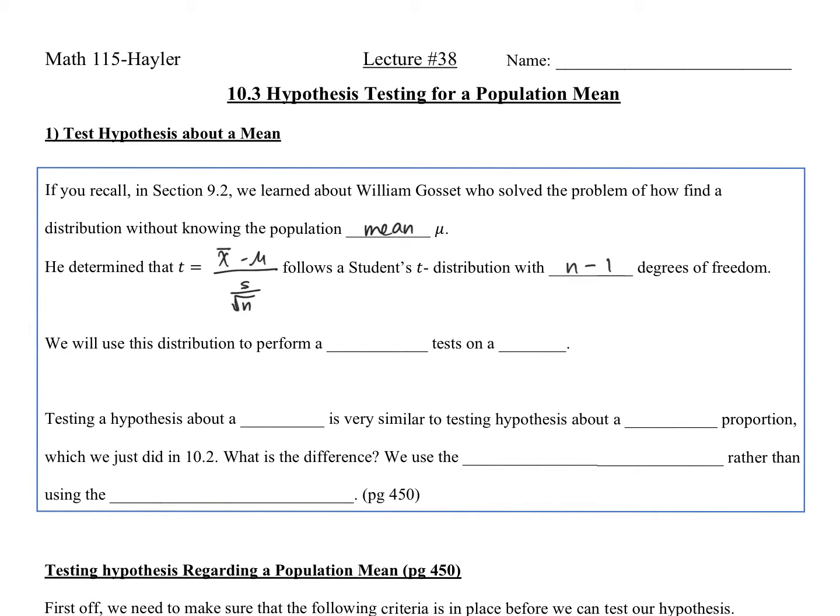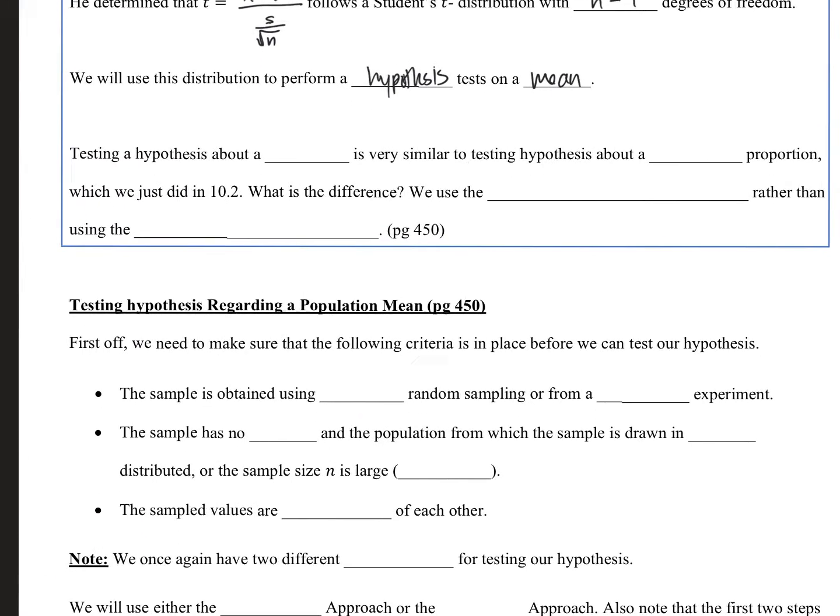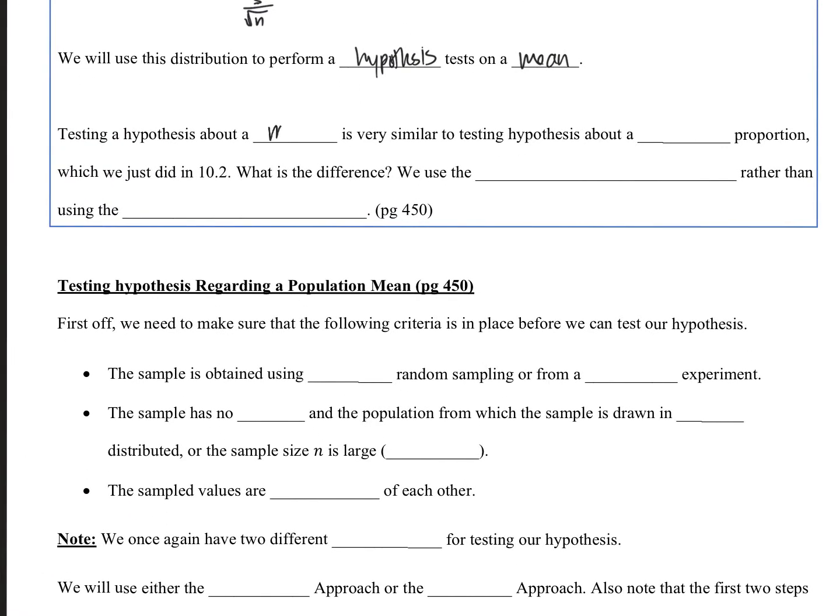Now we're going to use this distribution to perform a hypothesis test on a mean. Testing a hypothesis about a mean is very similar to testing a hypothesis about a population proportion, which we just did in section 10.2. So what is the difference? Well, the main difference is that we use the student's t distribution rather than the normal distribution.